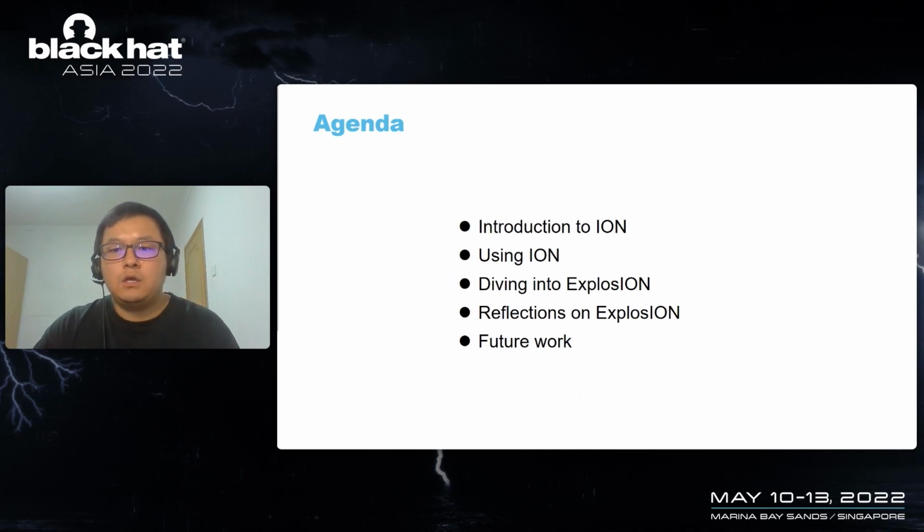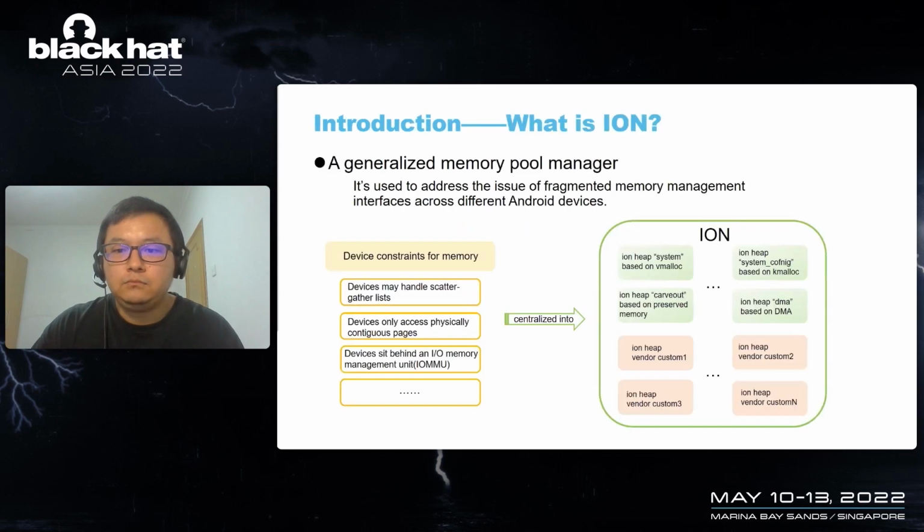Let's get started. Here is the agenda of our talk. First of all, I will introduce Ion about what it is used for and why we research about it. Second, I will show some basic use of Ion, and then I will dive into Explosion and talk about how we found those vulnerabilities. After that, I will make some reflections on Explosion. At last, I will discuss the future work. So let's have a look at what is Ion.